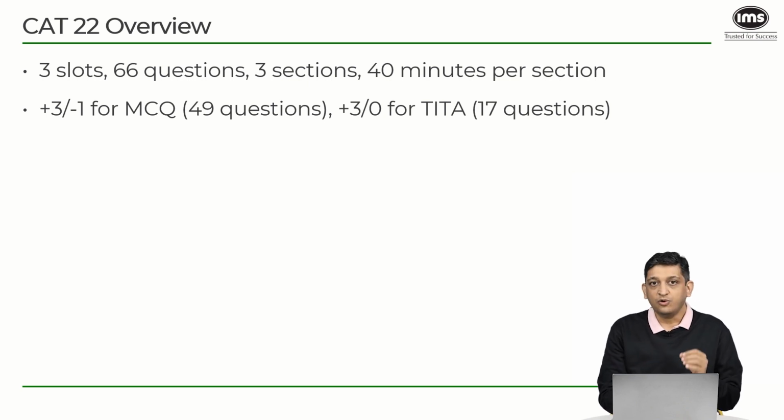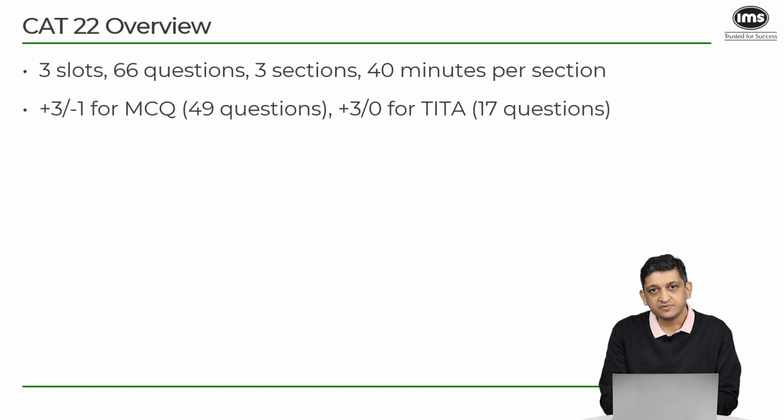Last year, out of the 66 questions, 49 were MCQs in nature, meaning that they had multiple options out of which you had to select the correct answer. The remaining 17 questions last year were what we call TITA questions. TITA questions are type-in-the-answer questions, wherein when you come up with an answer, you have to enter it in a box. So if your answer is say 125, you will have to click 1, 2, 5 and save your answer. There will not be any options for these question types.